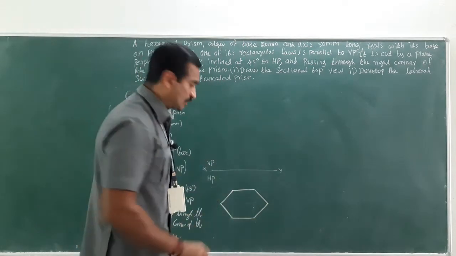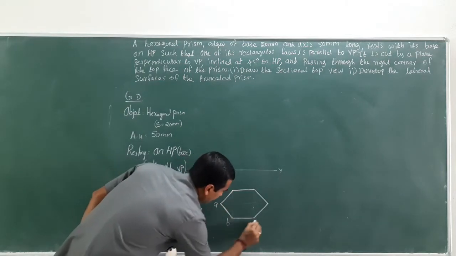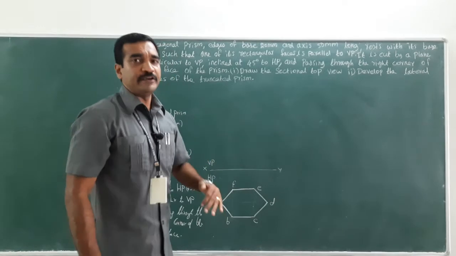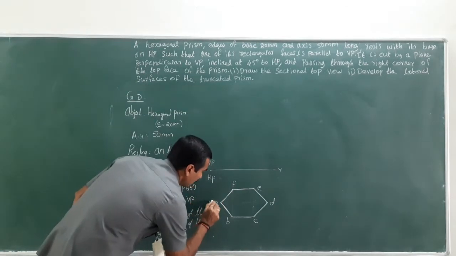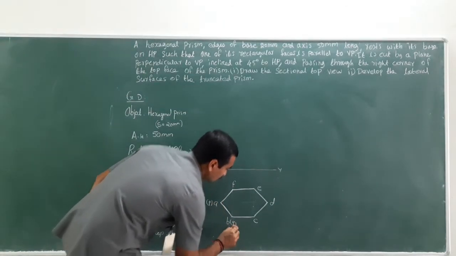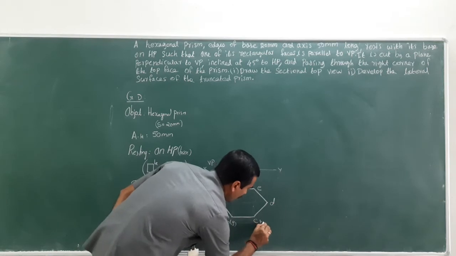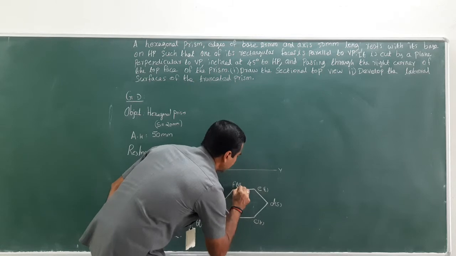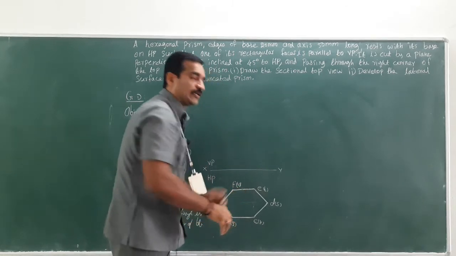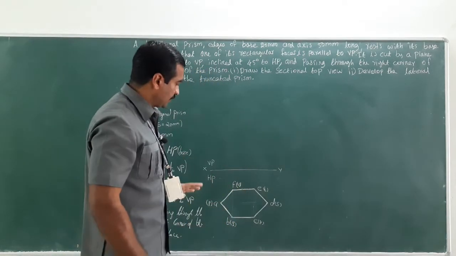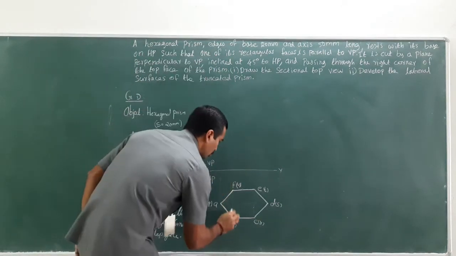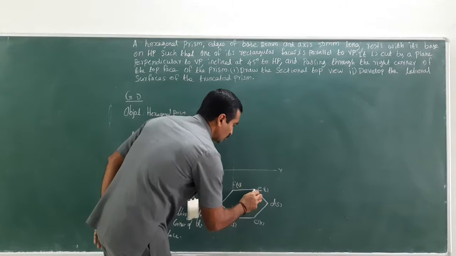The top face is visible, therefore, A, B, C, D, E, F are visible. The bottom face P, Q, R, S, T, U are invisible. That is right behind the top face, right? Now I need to project all the corners vertically upwards in order to draw the front view.